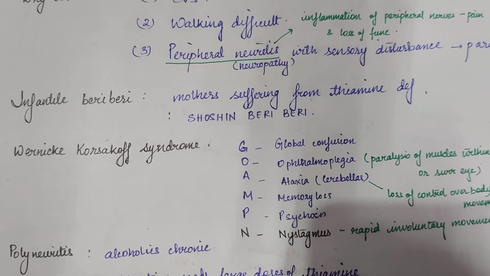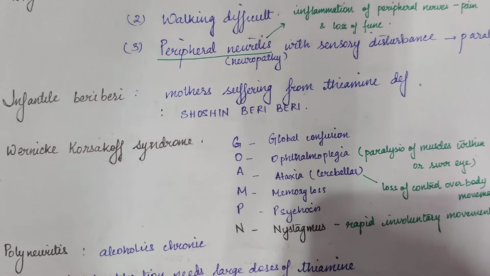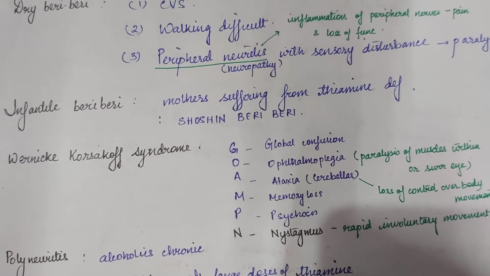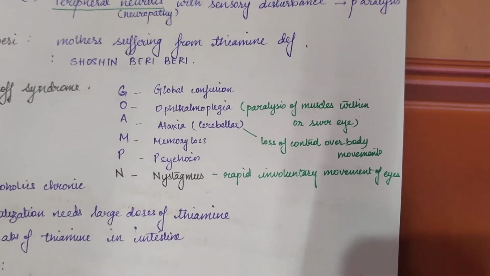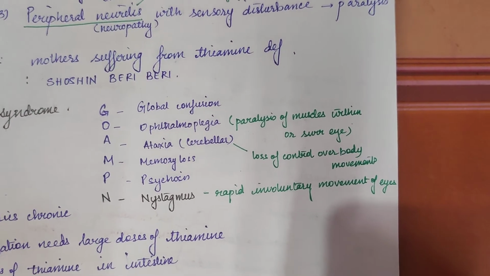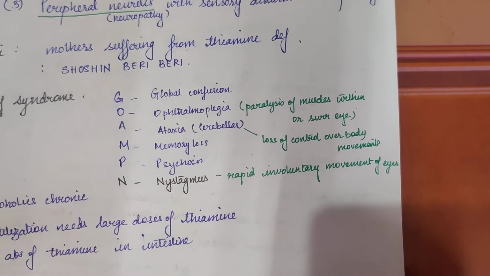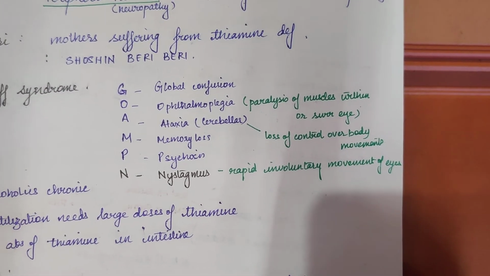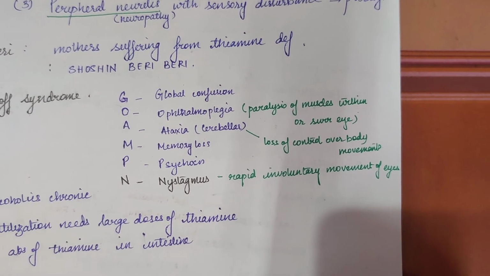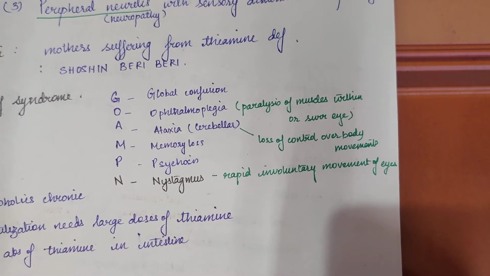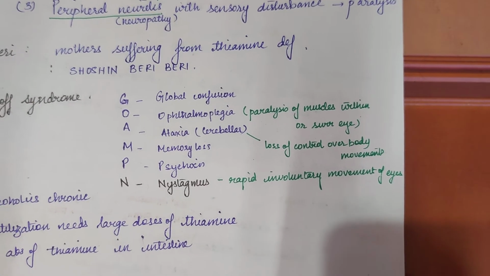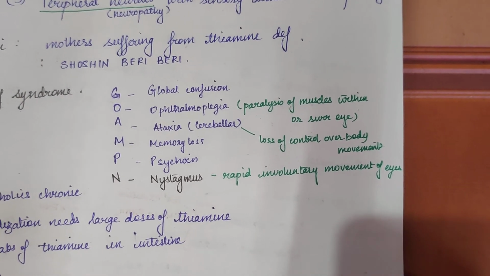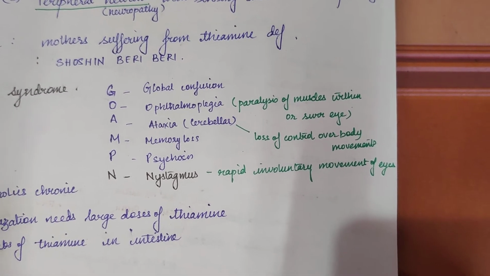Next we have Wernicke-Korsakoff syndrome. From Wernicke we can understand it is of the brain. Obviously it causes numerous symptoms, so we can learn it by a mnemonic. This is called the GOAMP, and N. The last one is actually not very important, but we need to know. Number one is global confusion. Obviously people will have confusion, because they cannot remember things and they become dizzy.